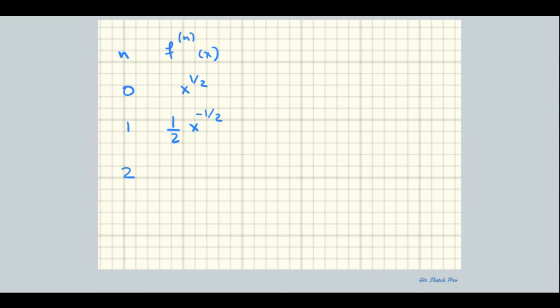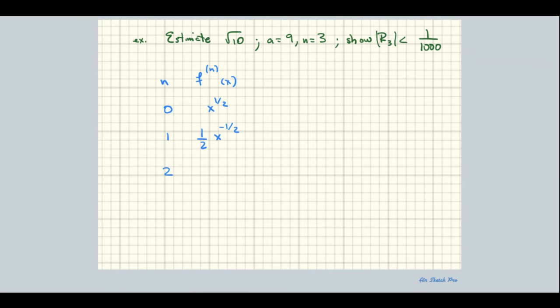Okay, what's the second derivative? What's the second derivative? We're going to be evaluating this at 9. We're going to evaluate it at 9 because I want the square root of 10. Let me reframe it so you can actually see the problem that we're working. There we go. We're going to be looking at the square root of 10, and we're going to start out with approximation at the square root of 9 and kind of go from there.